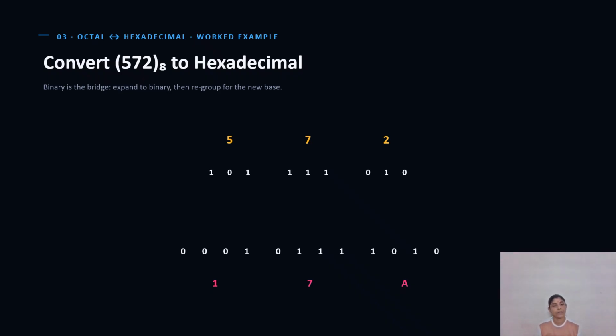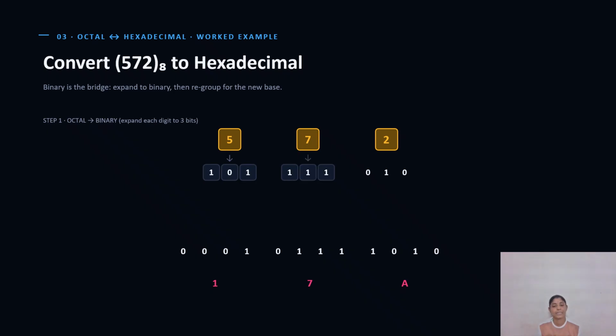In step 1, first you have to convert the octal number to binary number, that is already known by you. 5 should be considered as 101, 7 should be considered as 111 and 2 should be considered as 010 based on your 4 2 1 code. This is your first step. 5 is 101, 7 is 111 and 2 is 010. Now you have to write that number continuously. 1011111010 base 2. This is your binary.